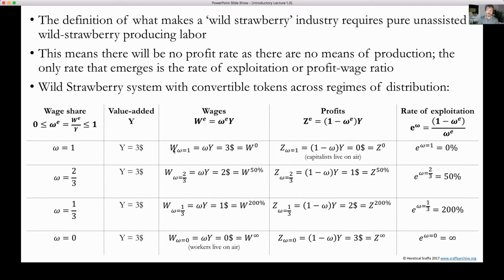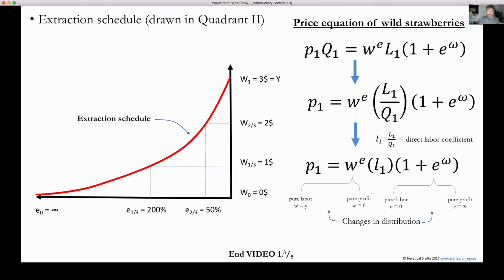So this says here the wage bill when the wage share is equal to 1 is equal to the value added, and it goes all the way down to the point where, at a zero wage share, workers live on air. Profits are going to be the opposite. Okay, they are going to have the opposite relation there, and then your rate of exploitation is going to move accordingly. I can let readers go through and see that relationship there.